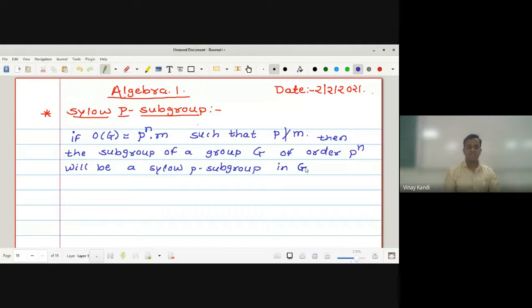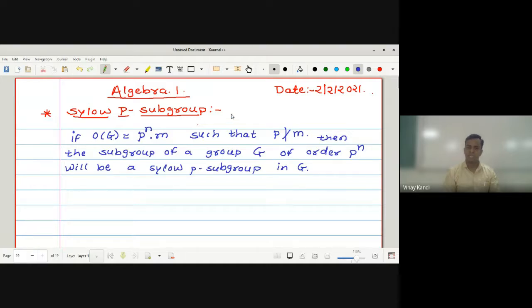What it says is that if the order of G is nothing but P raised to n into m, such that P does not divide m. What it means? P does not divide m. This means that P is not a divisor of this m. Okay. What should be the GCD of P and m? It should be 1. Okay. Then the subgroup of a group G of order P raised to n, whichever subgroup has order P raised to n, will be a Sylow P subgroup in G.